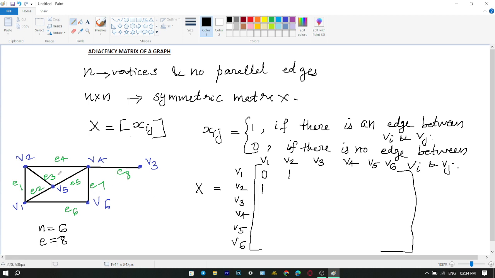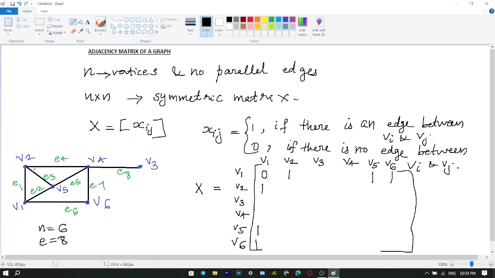Okay. So next we have from V1 to V5. Here we can write 1. And also V5 to V1, also 1. Then V1 to V6, from V1 to V6 it is 1, and V6 to V1 is 1. Okay. So next we can consider the vertex V2.